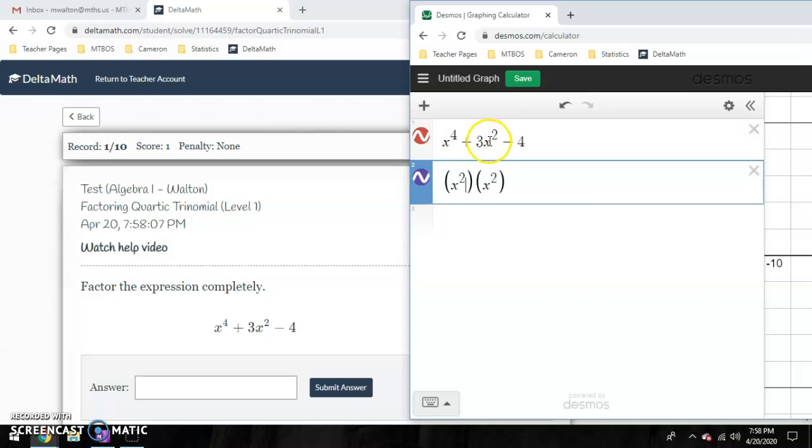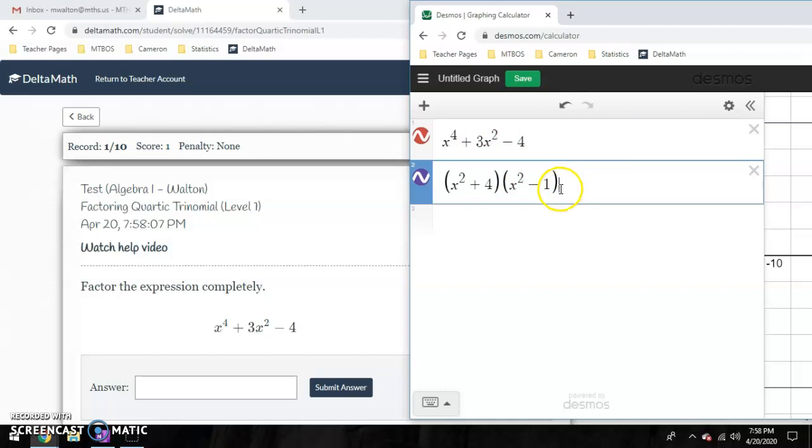And this time I need two numbers that multiply to -4 that add up to +3. Well, that would be +4 and -1. If I were to multiply that out, x squared times x squared is x to the fourth. I have a -1x squared, a +4x squared, that is 3x squared, and then finally 4 times -1 is -4.